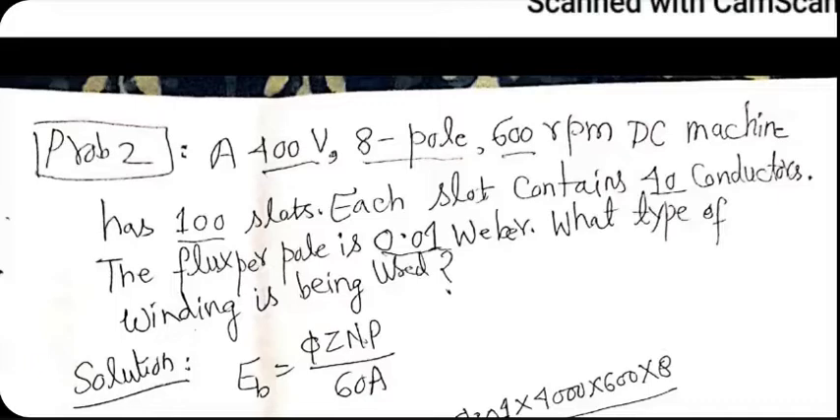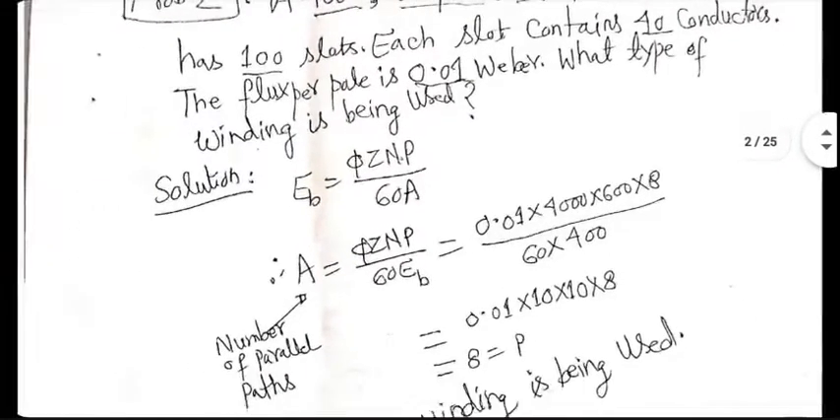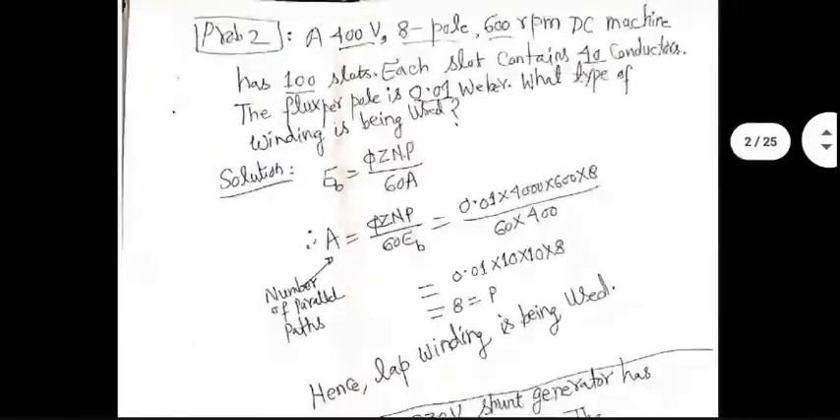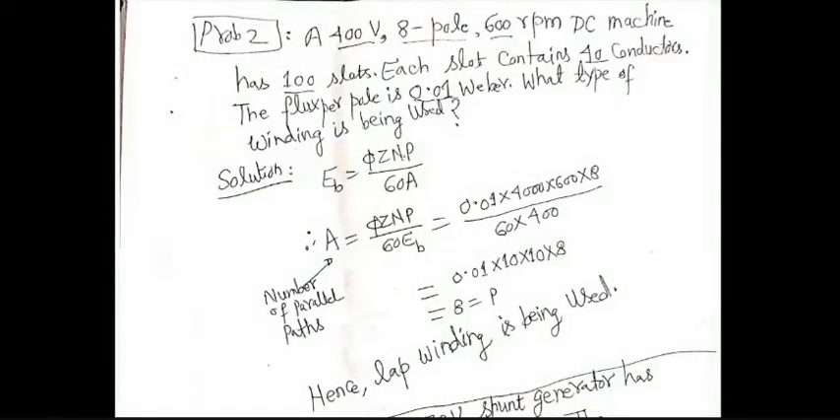And N is 600. So plug in all the values and calculate A. It turns out to be almost equal to 8. So it's a lap wound armature. You may not get exact 8, but you will get very close to 8. So the nature of winding on the armature is lap, not wave.